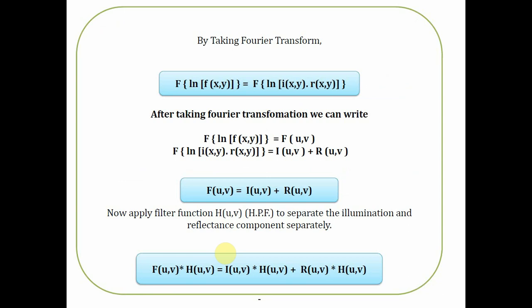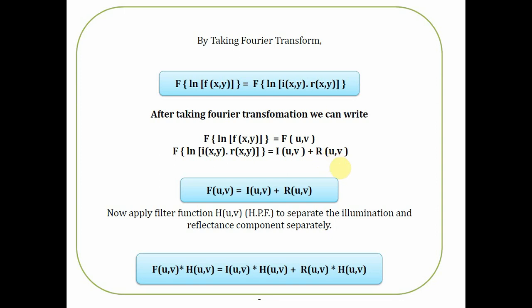Then after taking a Fourier transform on the logarithmic function of f of xy, we can write the Fourier transform of logarithmic f of xy as the Fourier transform of the logarithm of I of xy into r of xy. We can denote the Fourier transform of the logarithmic function f of xy as F of uv, and the Fourier transform of the logarithm of the multiplication of I of xy and r of xy as I of uv plus r of uv.